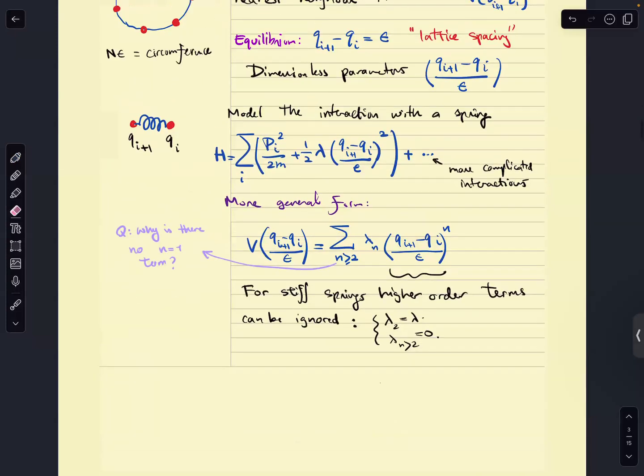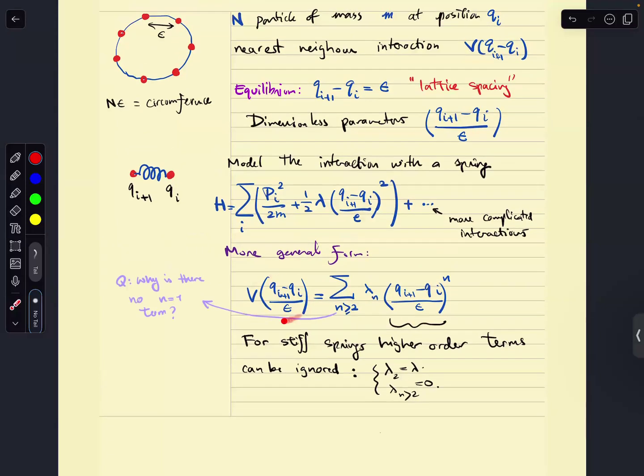All right. So what's the Hamiltonian? The Hamiltonian for the system is the sum of p_i squared over 2m, which is just a kinetic term for each atom, plus one half lambda times (q_(i+1) minus q_i over epsilon) squared, plus higher order terms. So what have I done? I've just taken the potential and expanded it order by order in distance, right?